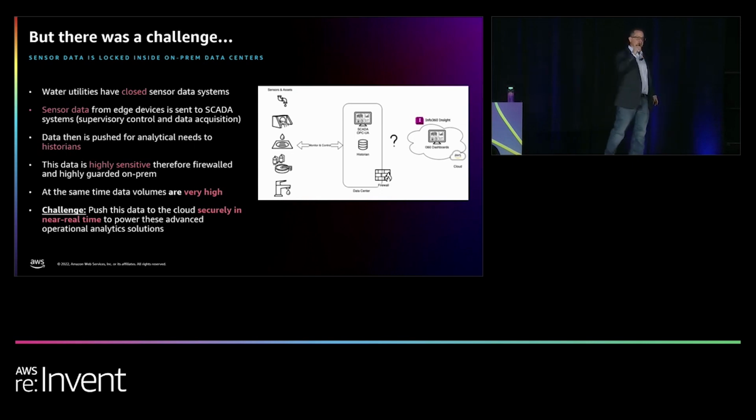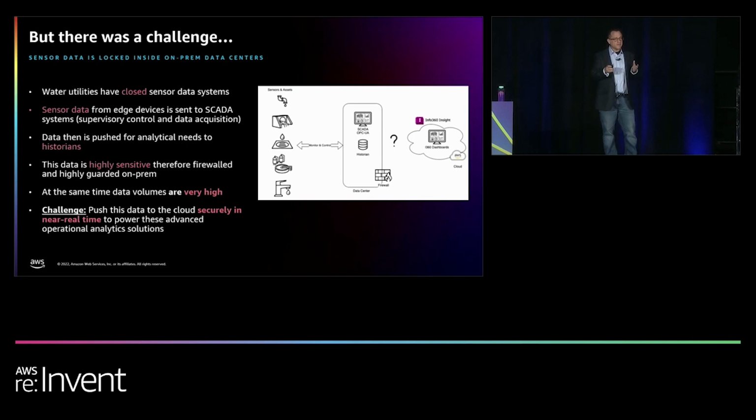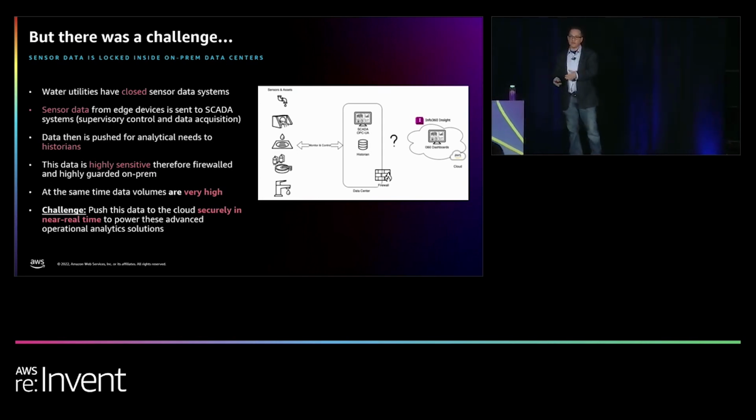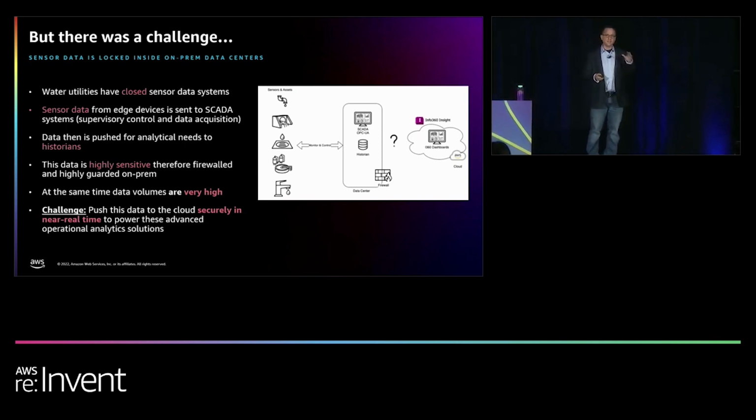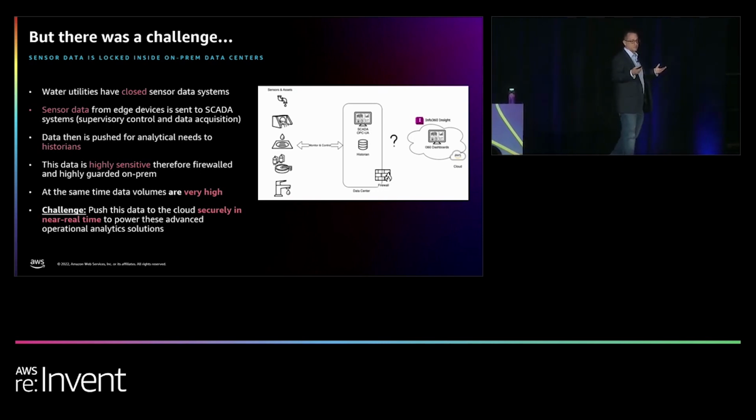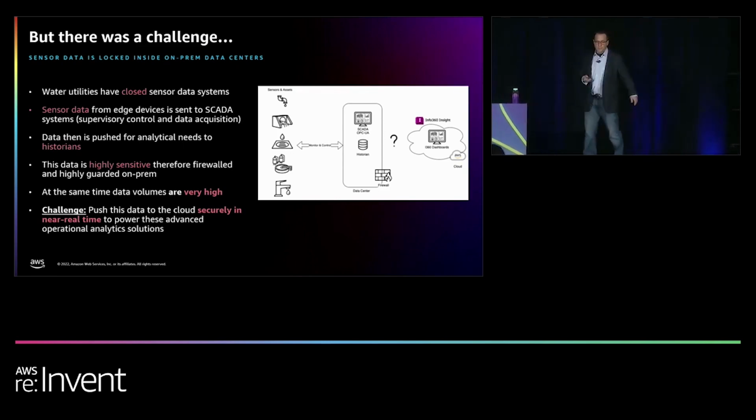That data is very much guarded because it's highly sensitive for that water utility. But at the same time, it's high volume. There's a lot of data there that we need to figure out somehow how to get in a secure way to the cloud, near real time, and make sure that we do it in the easiest way for our customers. They don't need to deal with a lot of infrastructure. They don't need to deal with a lot of software. And as Shyam mentioned, we just need to make sure it just works.